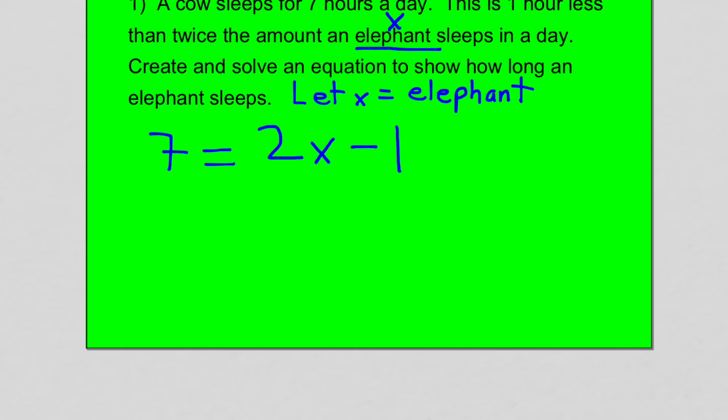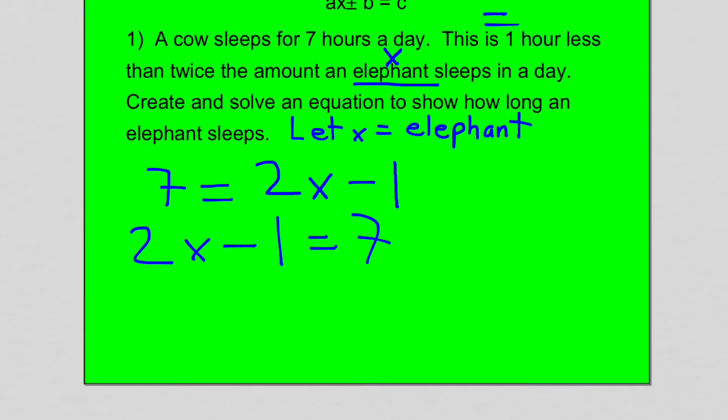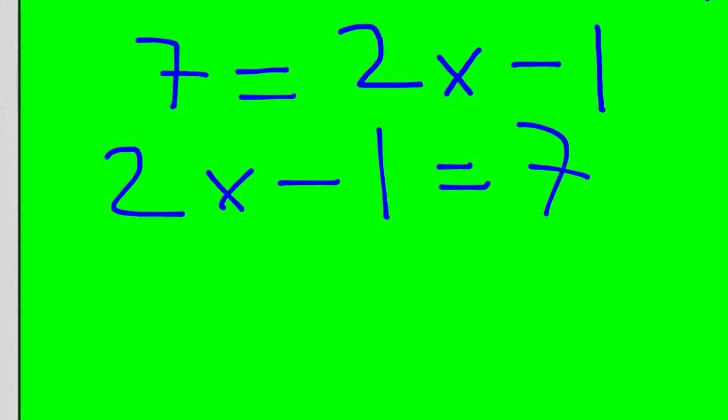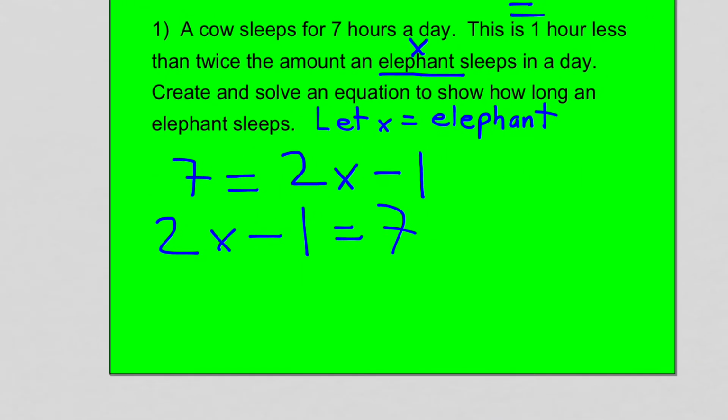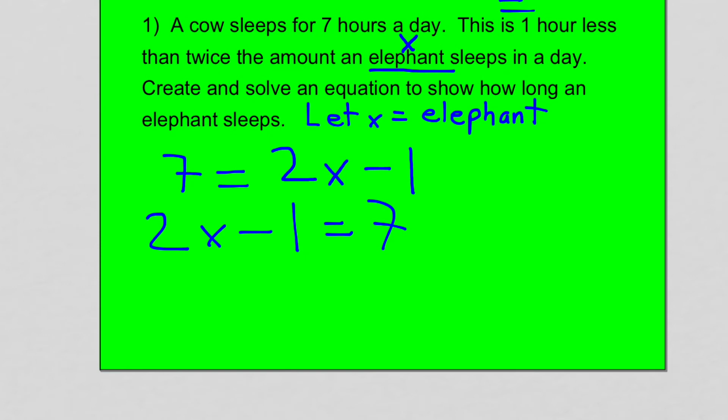Now, a better way to write that might be 2x minus 1 equals 7. There's a math equation from that word problem. We took the English language and translated it into algebra. 2 times the number of hours an elephant sleeps, subtract 1, will give you the number of hours a cow sleeps, which is 7. Now here's how you solve this kind of equation.